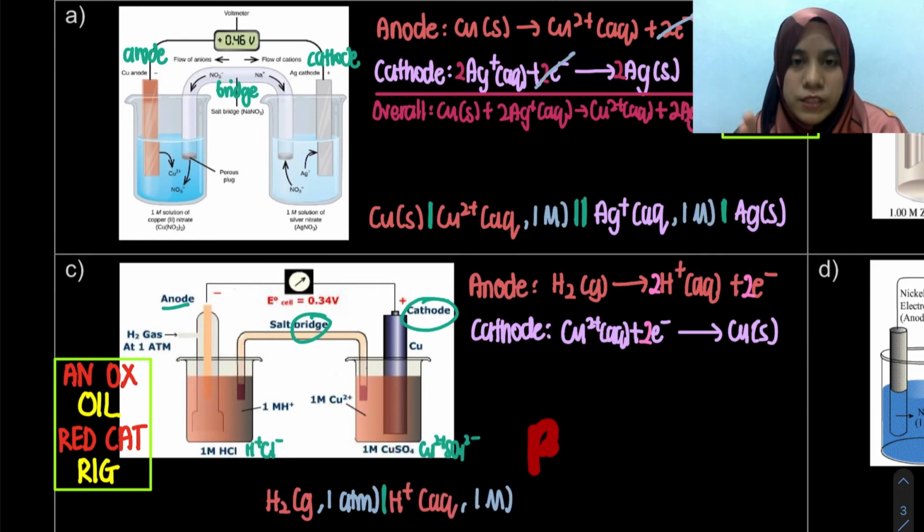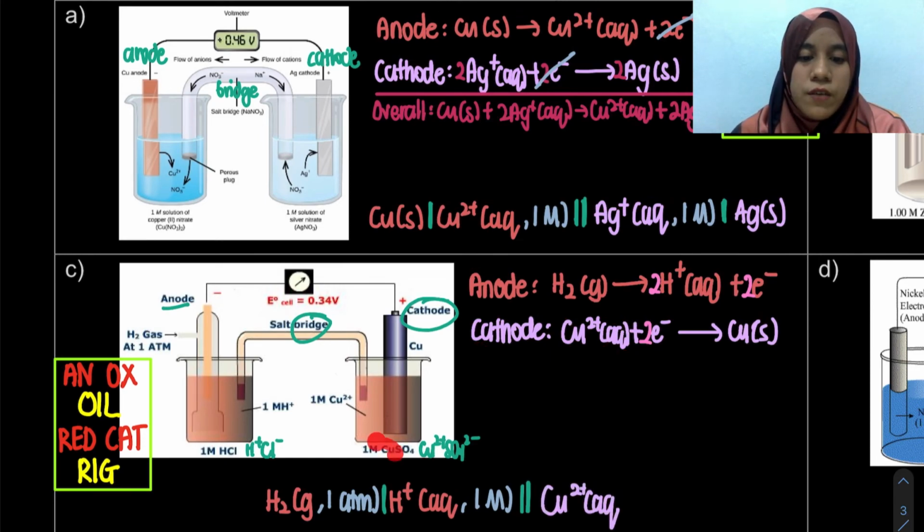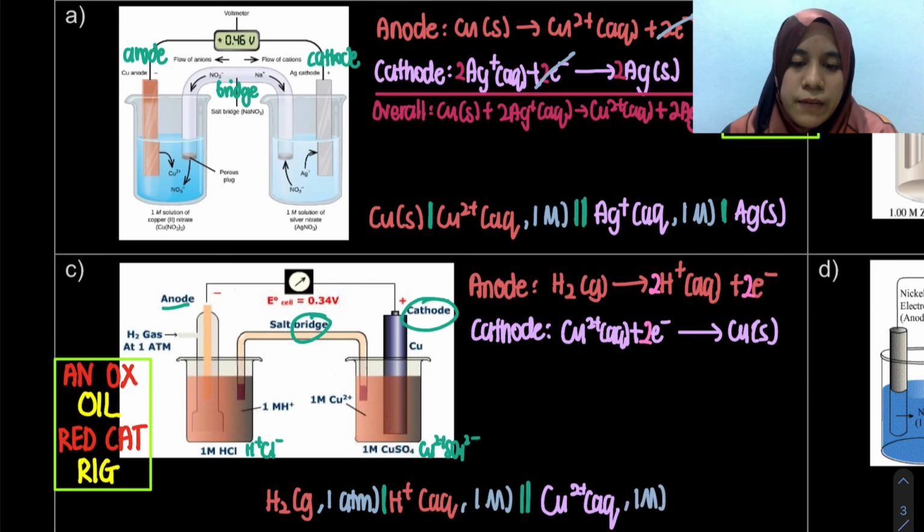Next is for the bridge. So we have to draw the two lines. Last but not least is the cathode. So Cu2 plus, again the concentration is given to be 1 molar, and then it will become copper solid. So that is actually the cell notation.